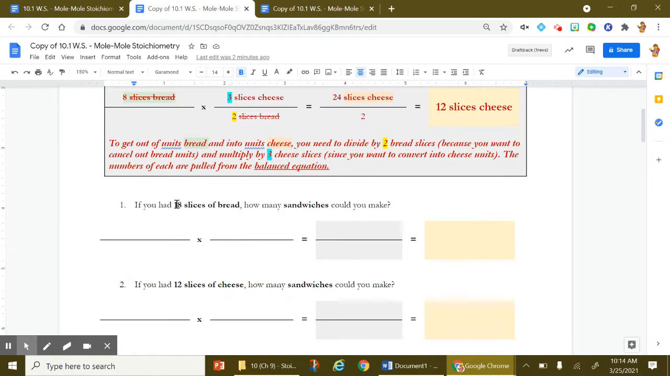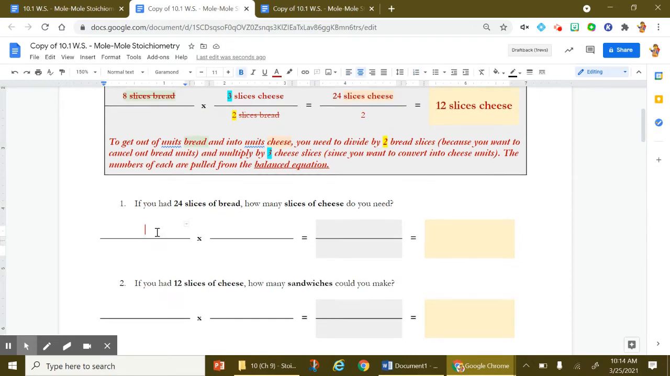So let me write it down here. I'm not going to use the problems that are provided. I'm going to come up with one. So let's see, you got 24 slices of bread. How many slices of cheese do you need? All right. So again, you have a whole loaf of bread, and your idea is you want to make as many grilled cheeses from that bread as you can. So how many slices of cheese do you need? Well, here's how this goes.